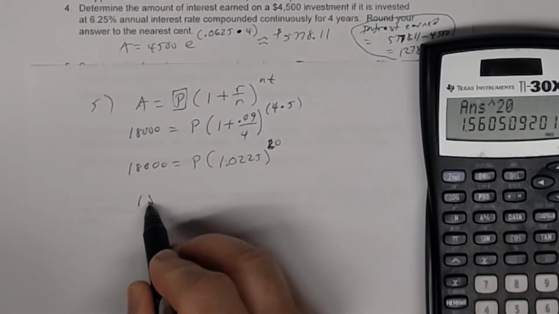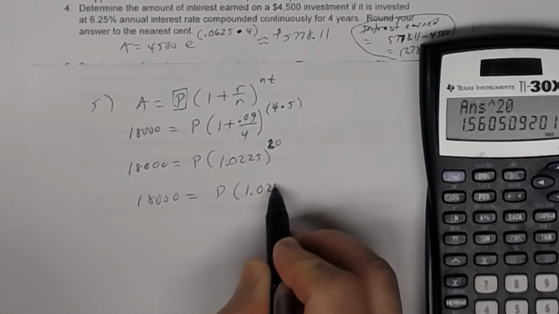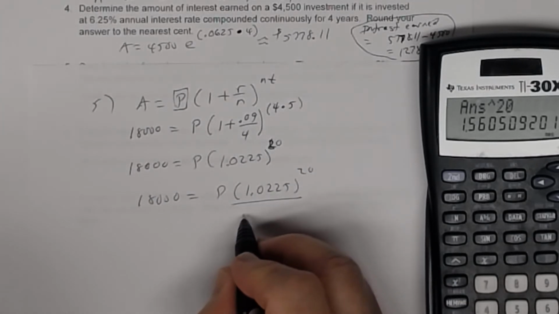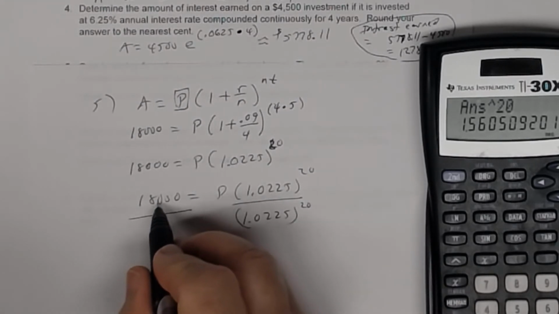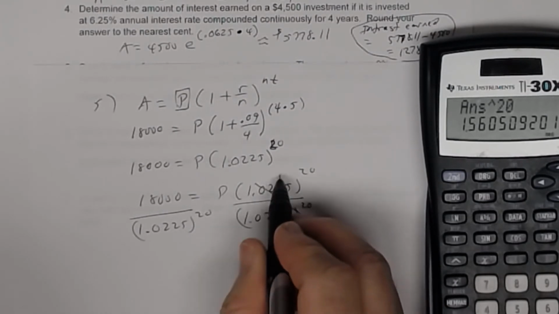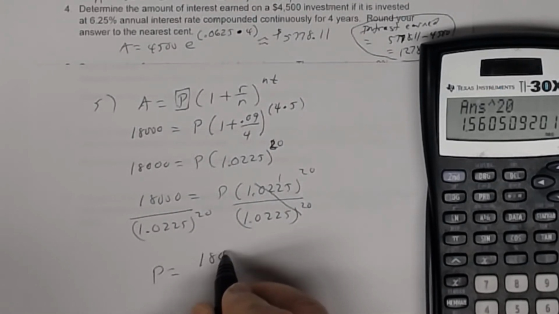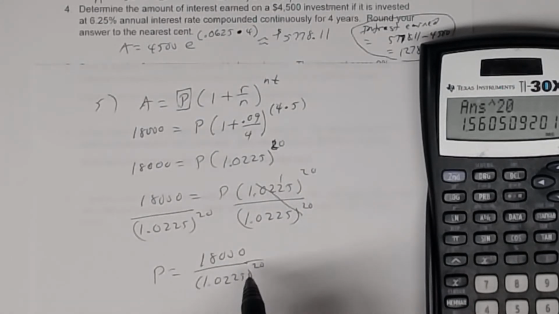So what's going to happen? 1.0225 raised to the 20th power. To get p by itself, I'm going to divide both sides by this number right here, 1.0225 raised to the 20th power. And then this is 1. So I get p is going to equal this. So p is going to equal 18,000 divided by 1.0225 raised to the 20th power. We're doing all that because the direction says only round off at the end.